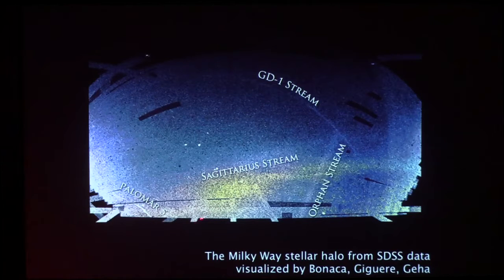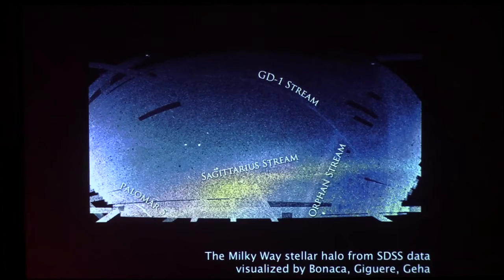This is beyond the disk of the Milky Way. The colors represent distance, but the important thing I want you to get here is this is not uniform. There are streams of stars here. This is a major Sagittarius stream, the Orphan stream, GD1 stream, Palomar 5. You don't need to remember the names. The point is these are all, again, signatures of the process of hierarchical structure formation.